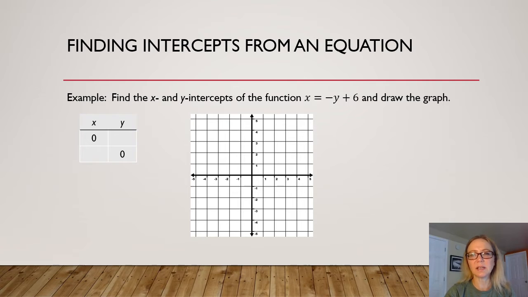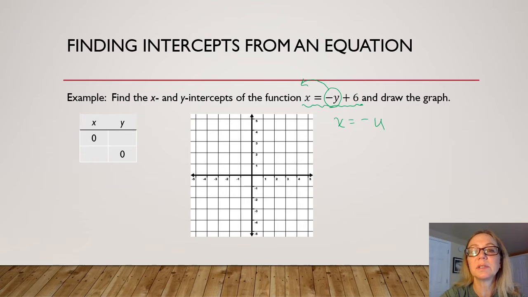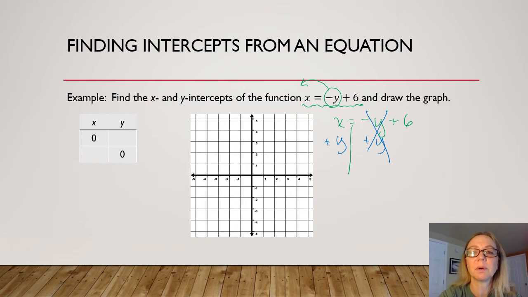We're going to practice this again, but I want you to notice that my equation is not in standard form. To put it in standard form, I have to move this negative y to the other side of the equation. So I have x equals negative y plus 6. I'm going to add y to both sides because negative y plus y makes a 0. And now I have x plus y on the left equals 6 on the right.